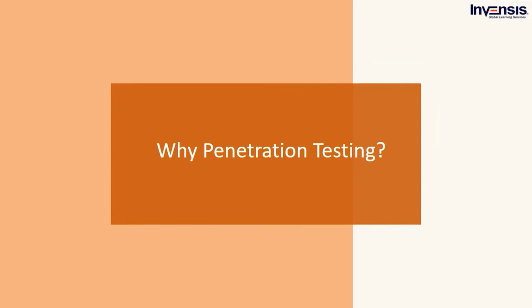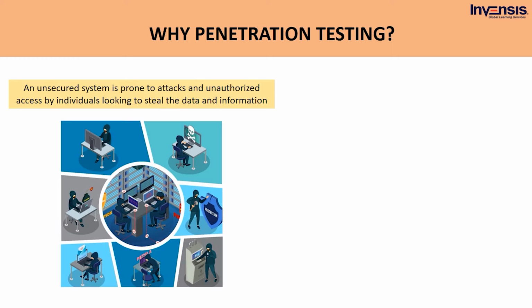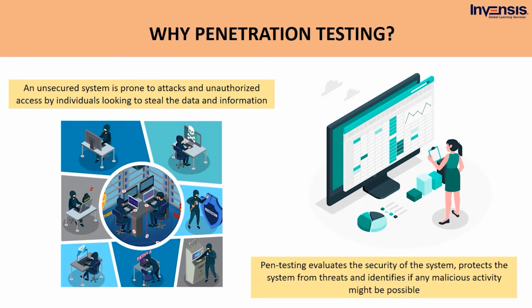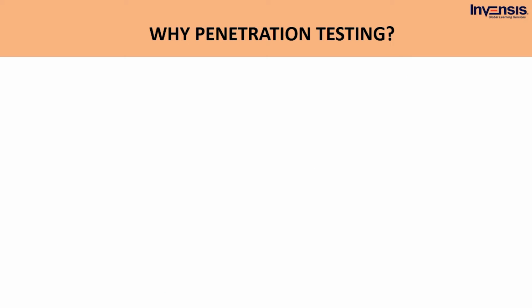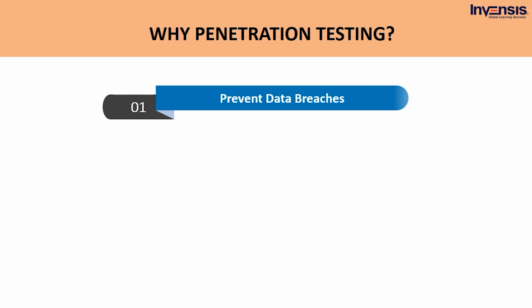We will now discuss why we need penetration testing. An unsecured system is prone to attacks and unauthorized access by individuals looking to steal the data and information. Pen testing evaluates the security of the system, protects the system from threats, and identifies if any malicious activity might be possible. Let us now look into the reasons on why we need penetration testing. First one is prevent data breaches. Penetration testing helps us to prevent any possible data breaches, since it checks the probable chances of security breaches.